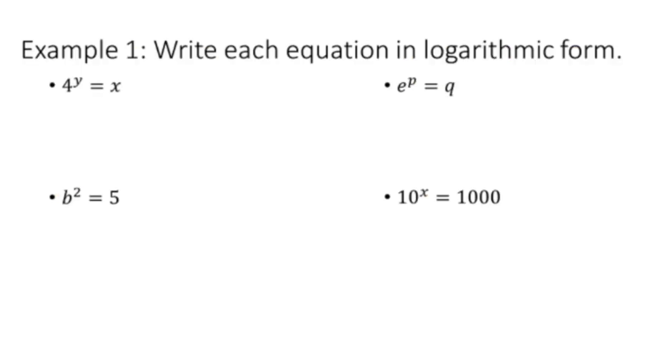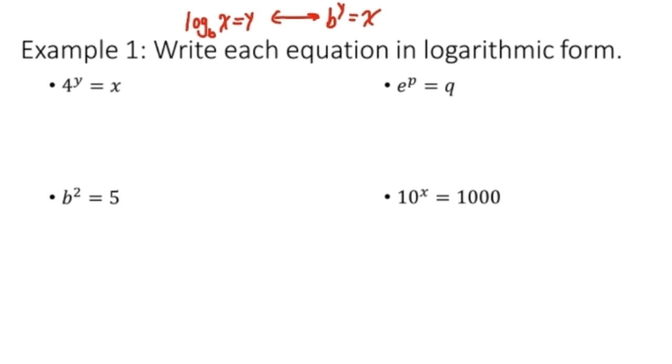Oftentimes, to help us solve problems that involve logarithms or exponential functions, it helps to sometimes switch between the two forms. Recall from the definition from the last slide that log base b of x equals y is equivalent to b to the y equals x. The log base b of x equals y, we would call the logarithmic form, while the b to the y equals x we'll call the exponential form.